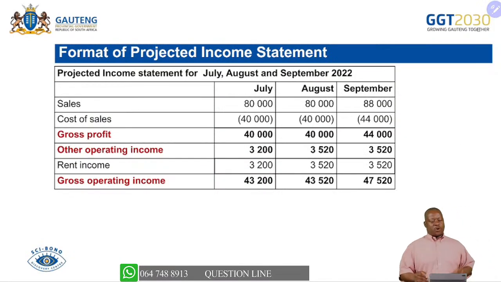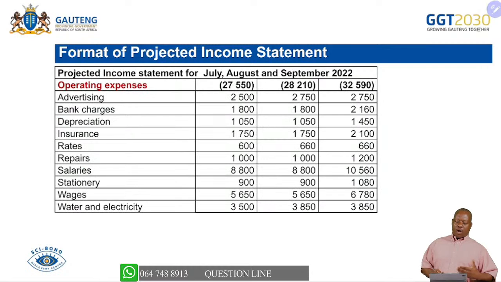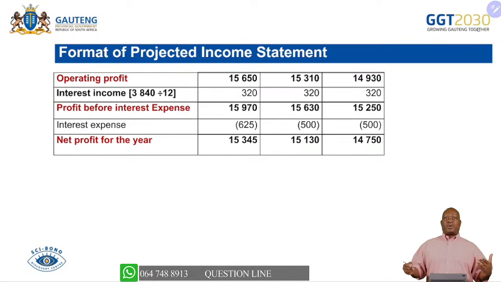Let's move on to the second part. Projected income statement. I'm giving you the format, guys. Remember, a projected income statement is still an income statement, only that we are projecting now. We are looking into the future. There it is. Nothing has changed. Sales, cost of sales, gross profit, among other things. And then it goes on to other expenses until we are in a position to find our operating profit. We add interest income, we subtract interest expenses to find the net profit for the year.